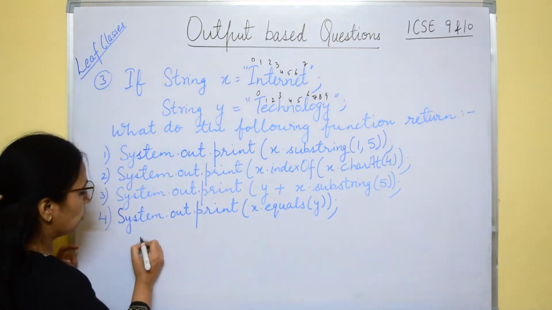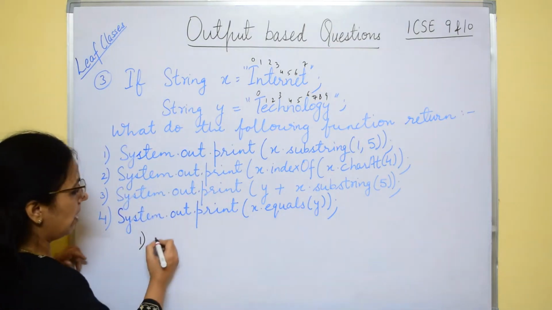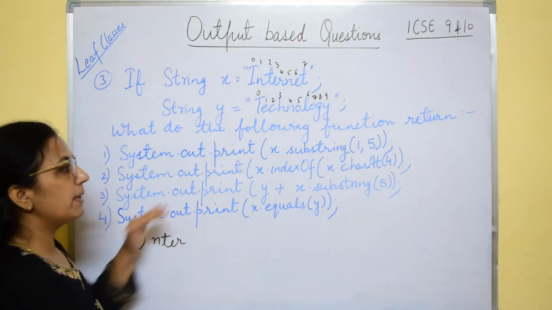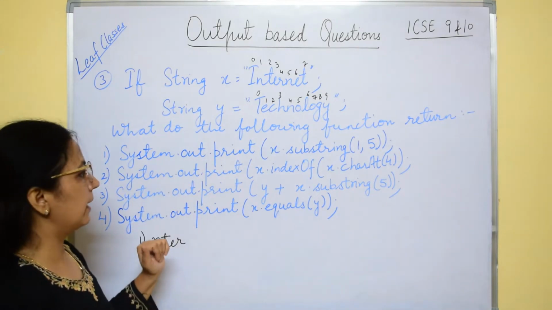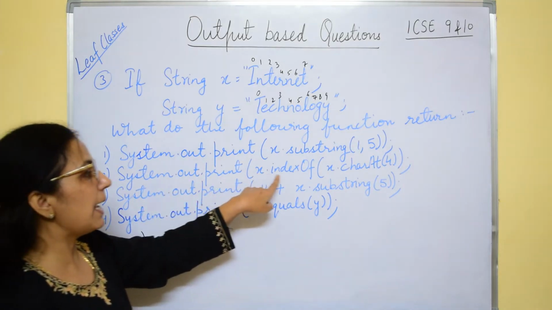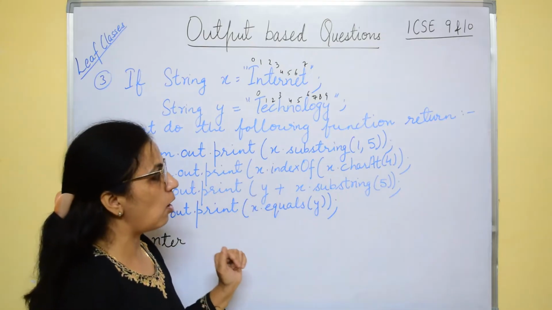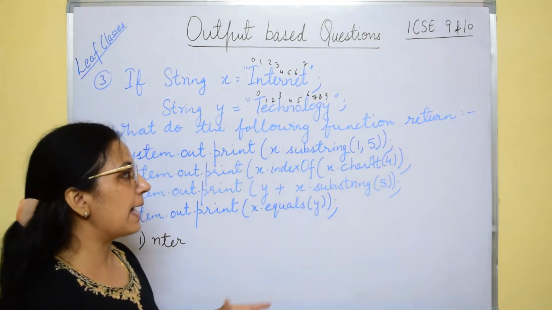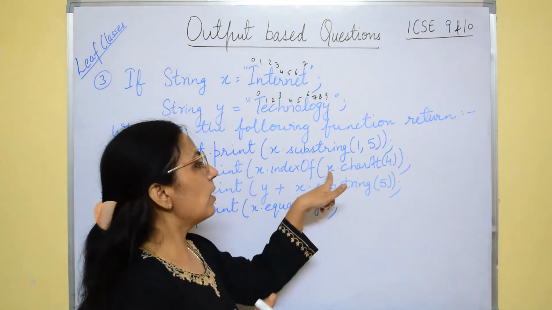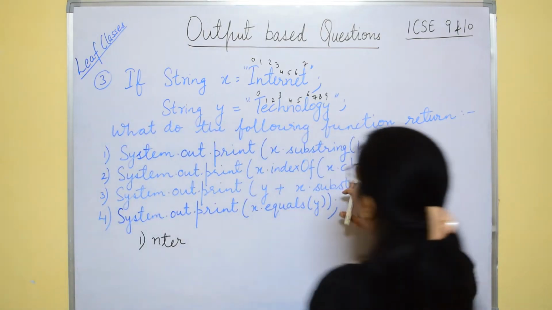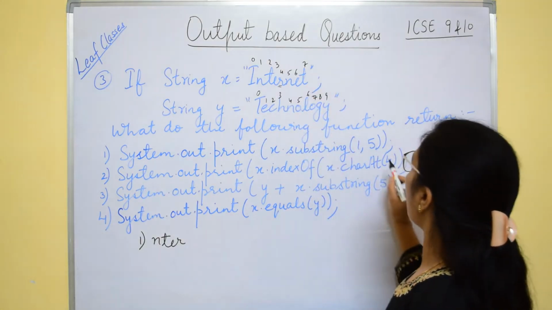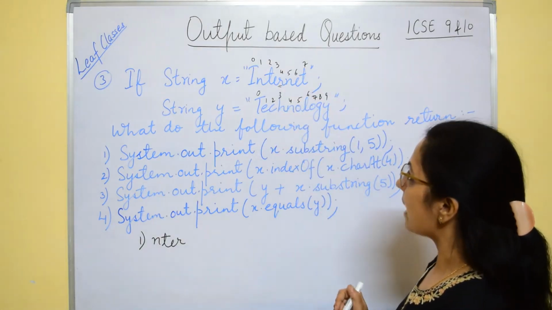So the output you can write simple, put the number and then enter. This will be the output for the first line. Now see the second statement, system.out.print x.indexOf(x.charAt(4)). First, always the inner bracket is solved. So x.charAt(4). From x, the character at 4th index number is R.